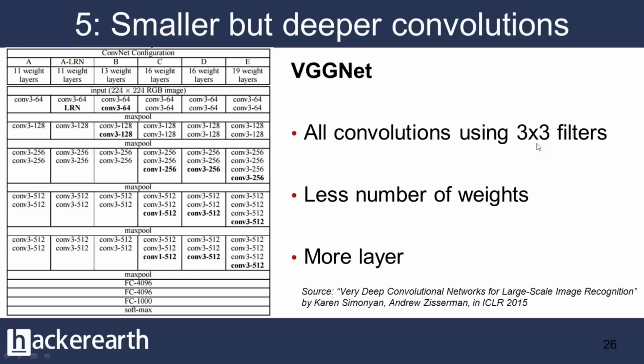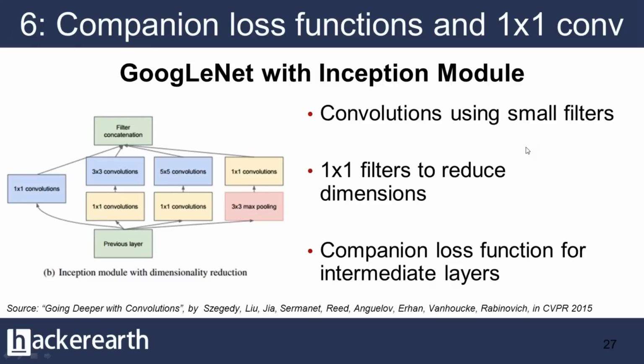So why 3x3? Because that's the smallest kernel size that you can have to detect some shape. 1x1 doesn't detect any shape. It only detects one pixel. 3x3 looks at the center pixel and its relation with the surrounding pixels. So that's the smallest filter size.